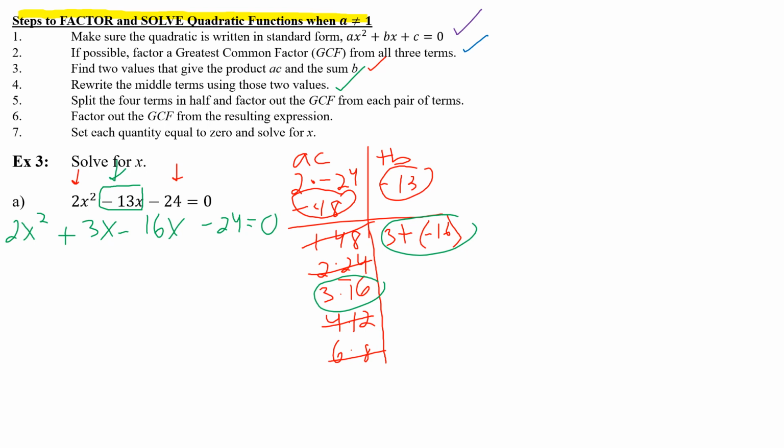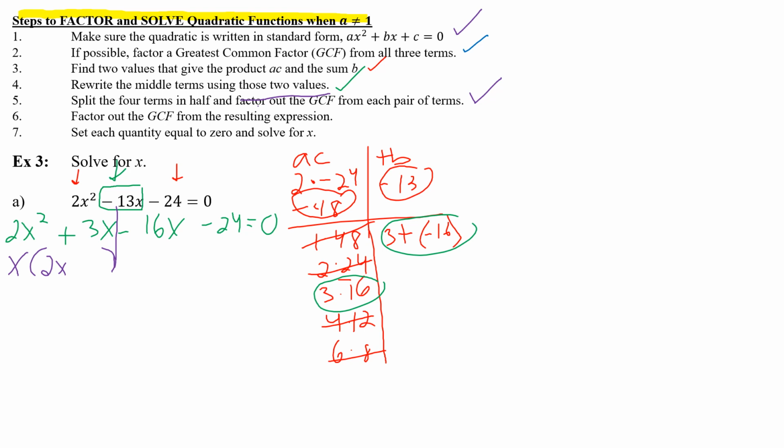Now, number 5 says split the 4 terms in half and factor out the GCF from each pair of terms. So if we split it in half, 2 on the left, 2 on the right, they want us to factor out the GCF. They want to know what's the most they have in common that I can divide out. 2x squared plus 3x, looking at the coefficients 2 and 3, there's nothing in common, but they both have an x that I can take out. And whatever's going to be left will go in parentheses. So if you take 2x squared and divide out an x, all you're going to be left with is 2x.